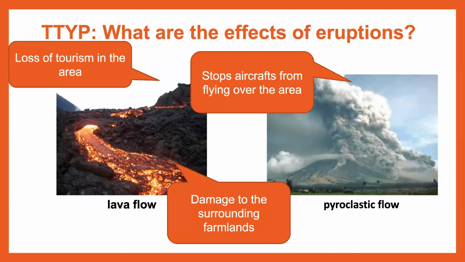But we can say that you might lose some tourism in the area if it wasn't safe. Then tourists wouldn't come. That would cost money. That would lose the country money. It would stop aircrafts from flying over the sea because of the pyroclastic flow. Lava would damage the surrounding farmland. So there's lots of different effects that this can have.